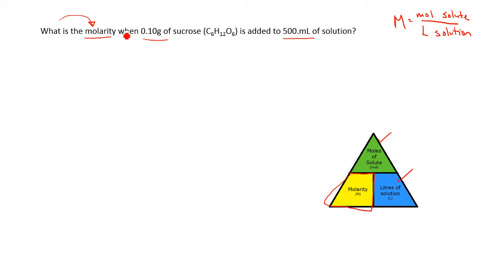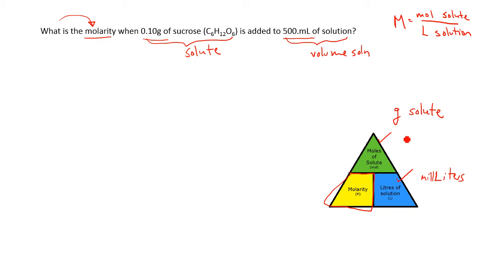If I go back up here and look at the question, I do not see the moles of solute. I know that this is my solute. I'm putting a little bit of sucrose into 500 milliliters of solution. So this has to be my solute, but I don't know moles, I know grams. So I know my grams of solute. And then here I see that I have 500 milliliters of solution, but down here I see that I need liters. So this is my volume of solution, but it's in milliliters. So I'm not ready to plug in.